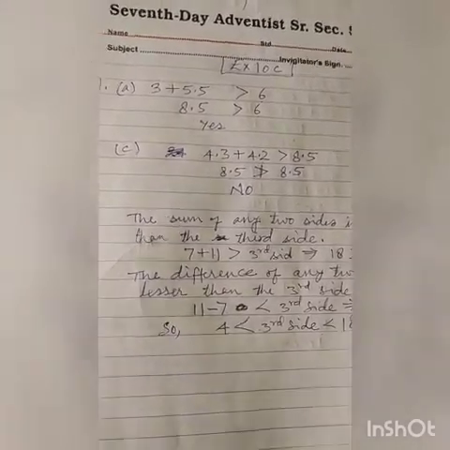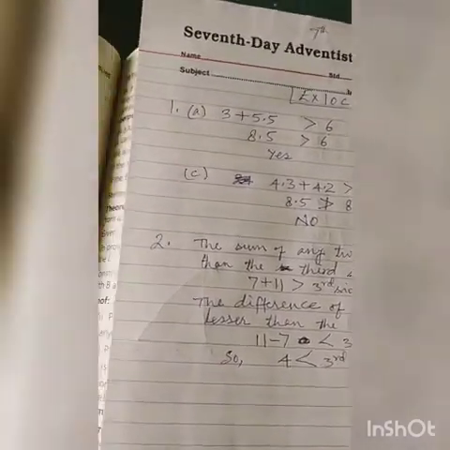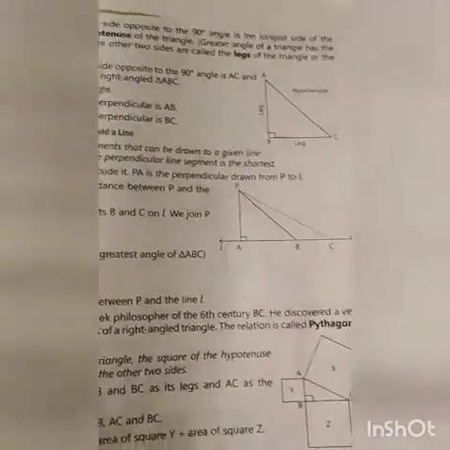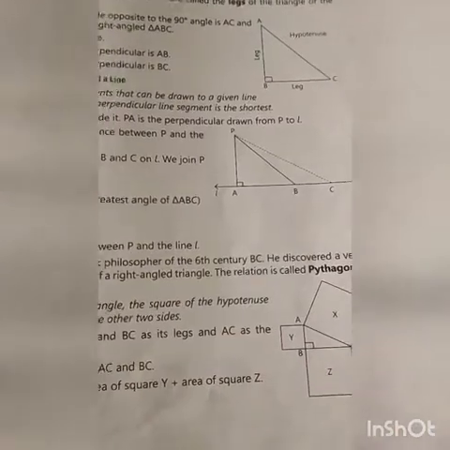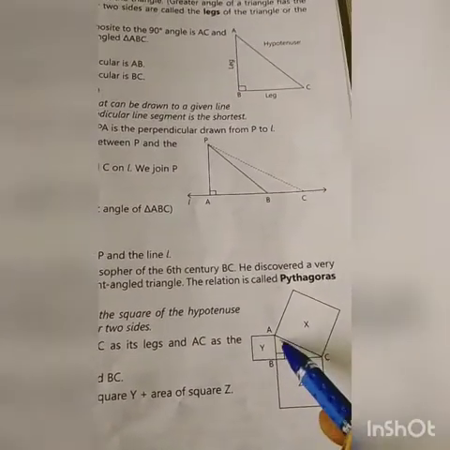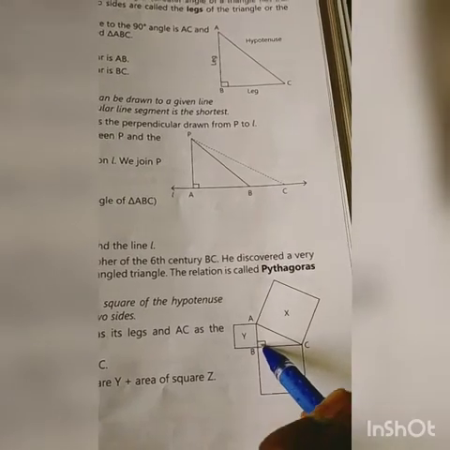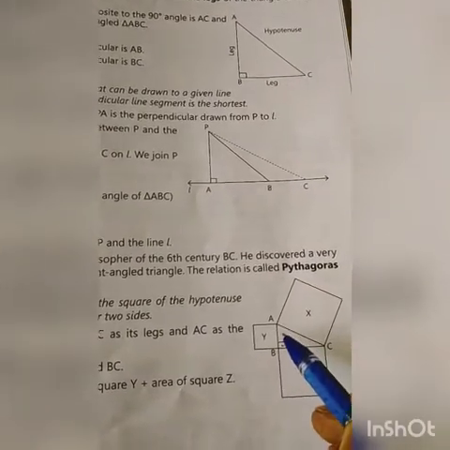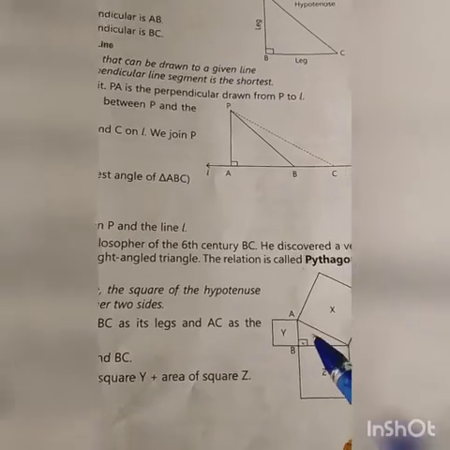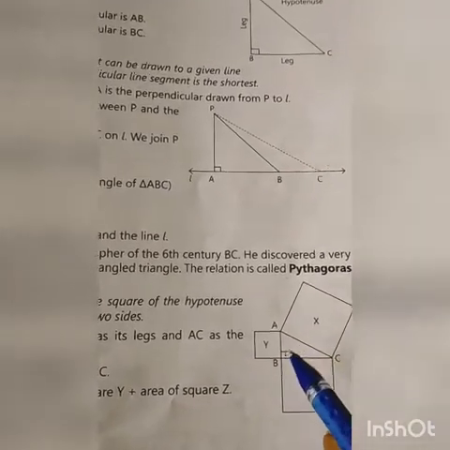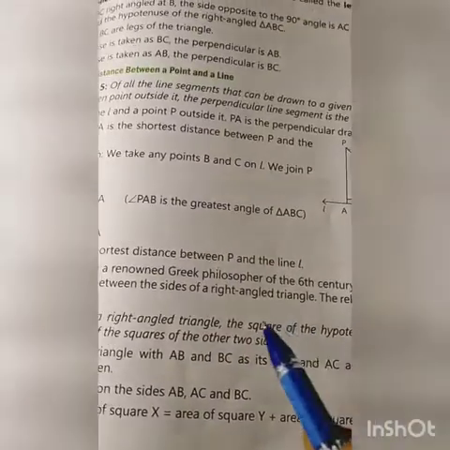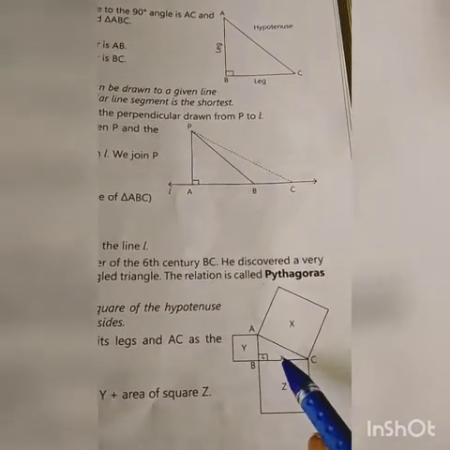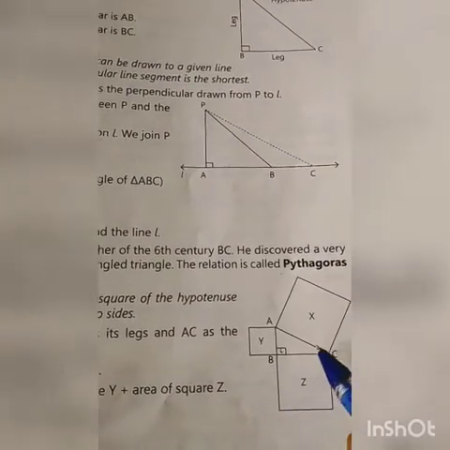Now we'll move on to the 10D exercise. This is based upon the Pythagoras theorem. Pythagoras theorem is only for a right angle triangle. So this is a right angle here. It is based upon right angle triangles only, so one angle should be 90 degrees. And you know, the side opposite to 90 degrees is called our hypotenuse. It is also the longest side of the triangle always in a right angle triangle.